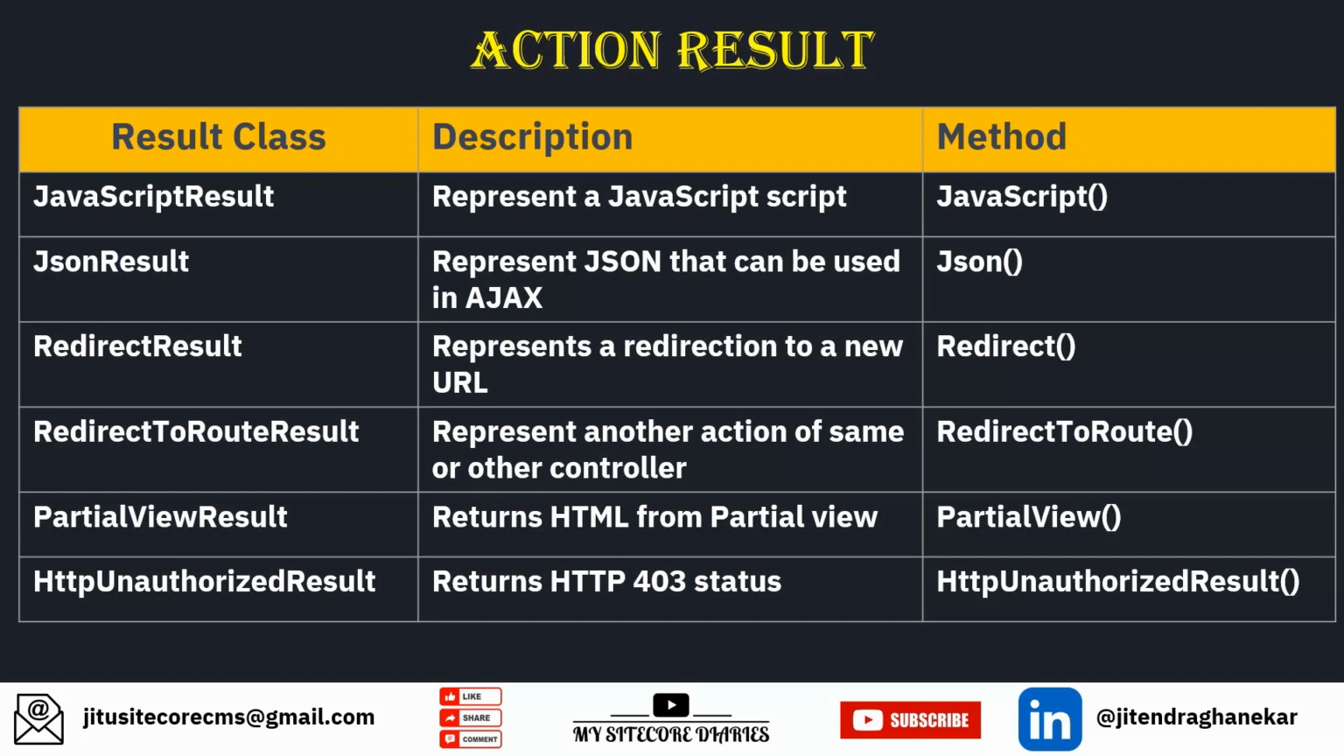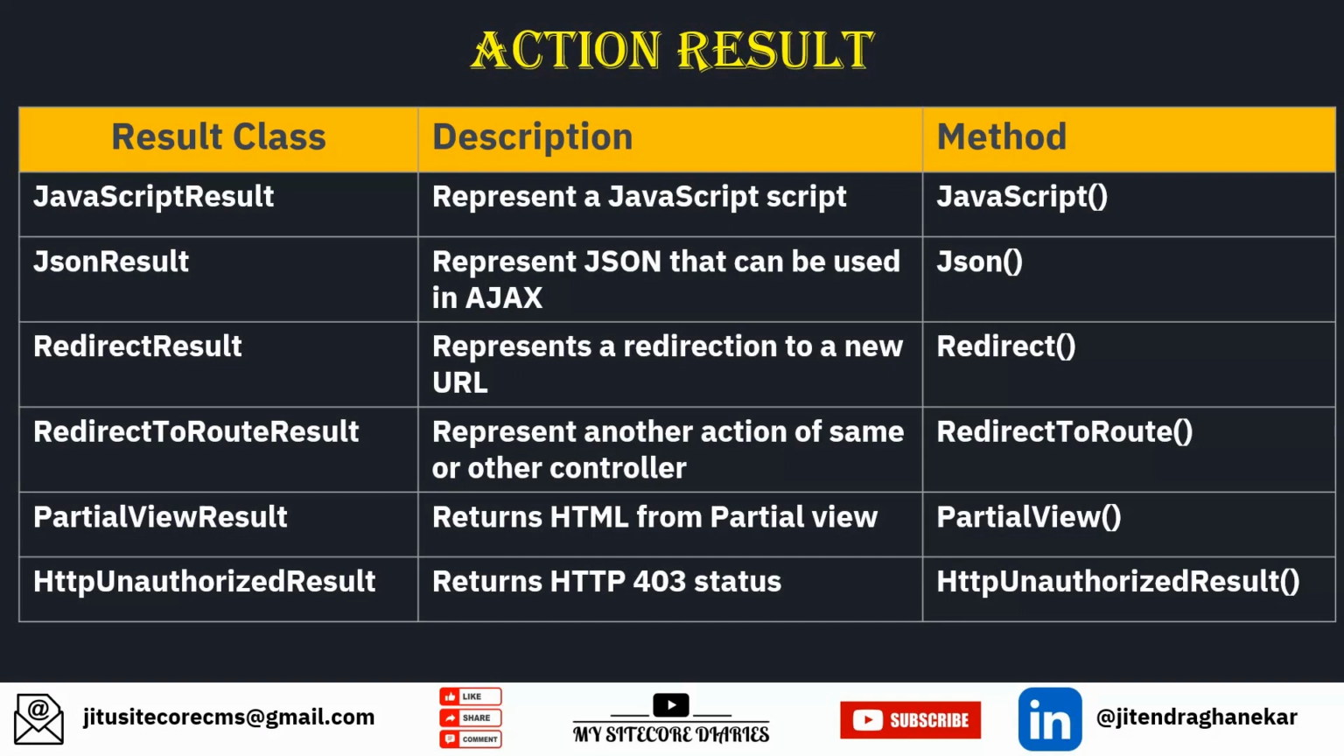Then you have redirect result classes. One is a redirect result and another is a redirect to route result. Redirect result will basically redirect to a new URL. You can specify the new URL for the redirect result. The method used is Redirect. Whereas with redirect to route result, you can give a different action method. Like you are using an index and there is another action method you want to call, then you go for a redirect to route result. Here you can use RedirectToRoute as a method.